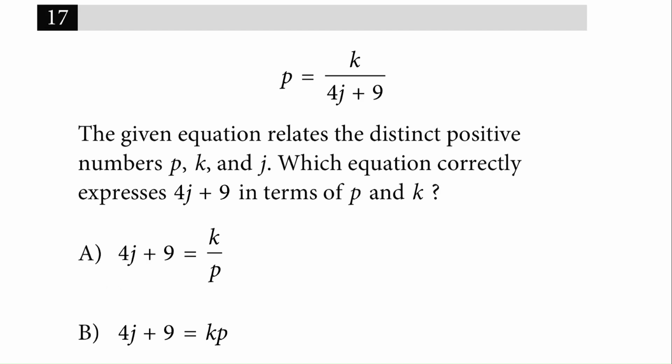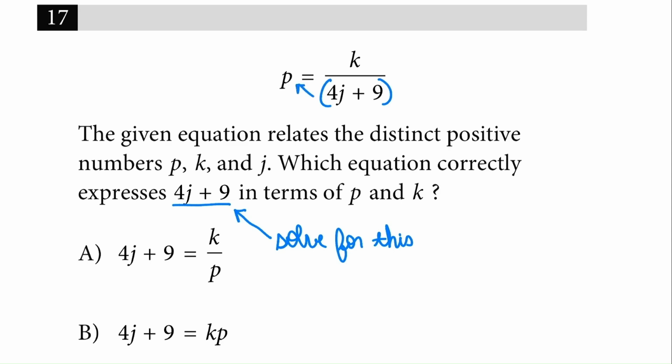Number 17, the given equation relates the distinct positive numbers p, k, and j. Which equation correctly expresses 4j plus 9 in terms of p and k? In my previous videos, you may have seen that any time an equation expresses something in terms of something else, it's telling you to solve for this. So in this case, we are going to move around this denominator as though it is one singular unit, and then solve for it.